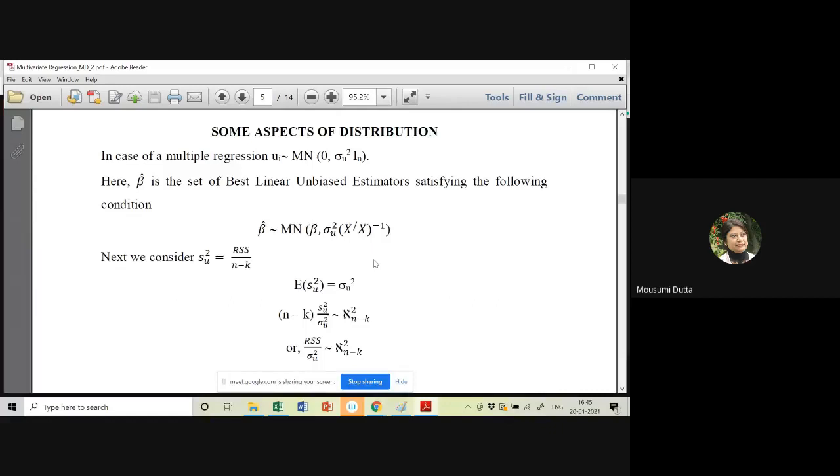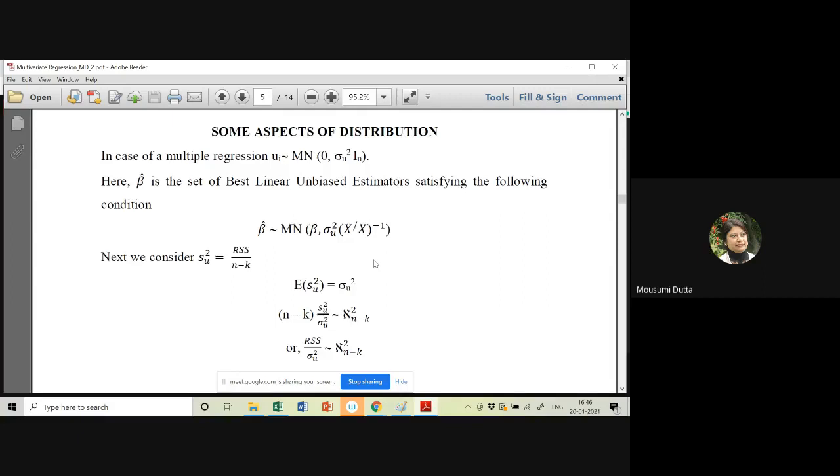And we derived the variance covariance matrix for the beta hat vector, which is given by sigma u square (X prime X) inverse. So it follows the multivariate normal distribution with expectation beta and variance covariance matrix sigma u square (X prime X) inverse.